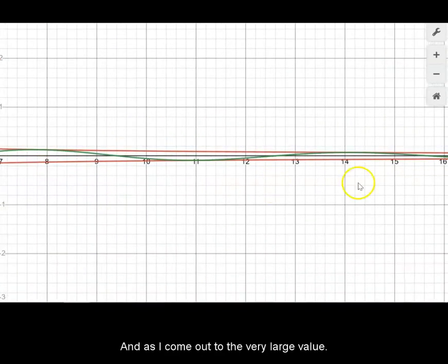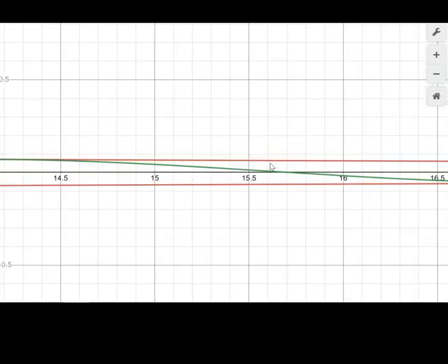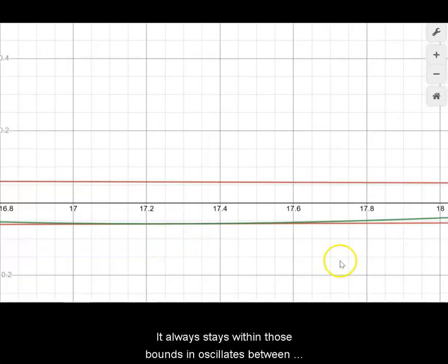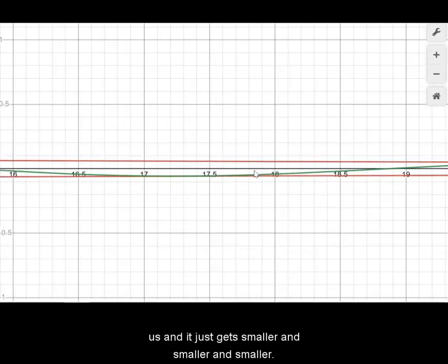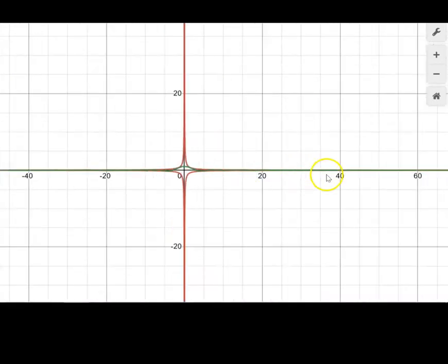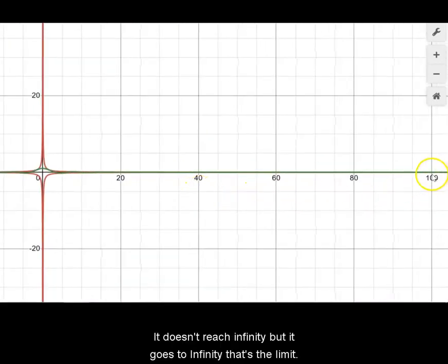And as I come out to the very large values, it always stays within those bounds and oscillates between those, and it just gets smaller and smaller and smaller. It doesn't reach infinity, but it goes to infinity. That's the limit of that function.